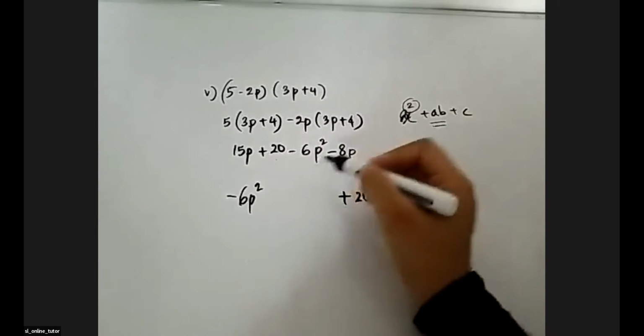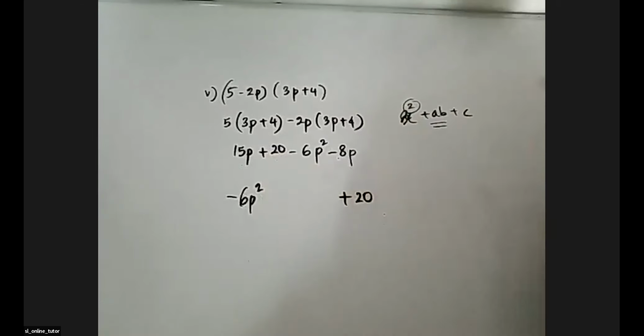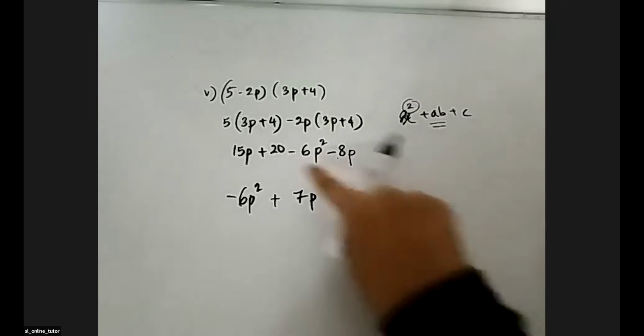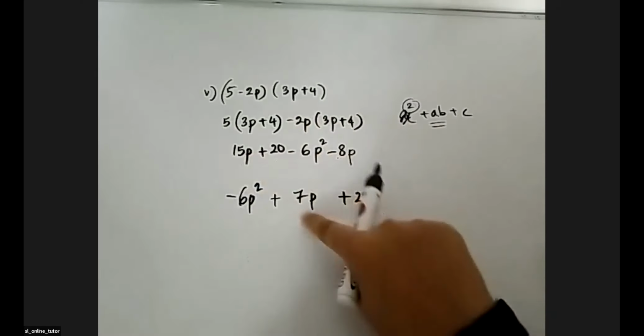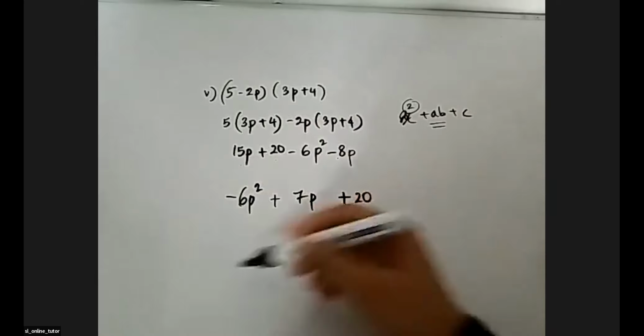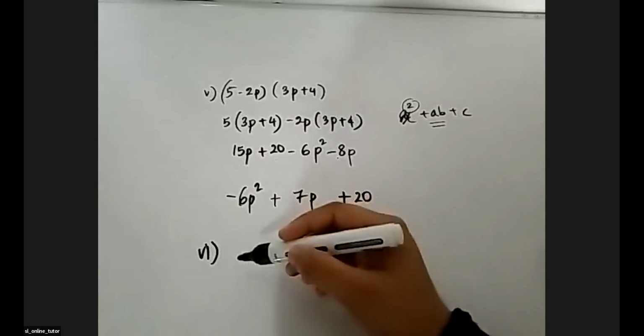So here, what should come? 15p minus 8p. How much is that? Positive 7p. It should be positive 7p. Can you understand? 15 positive, 8 negative. The answer comes as 7p positive. Check your answer. Roman number 6 now.